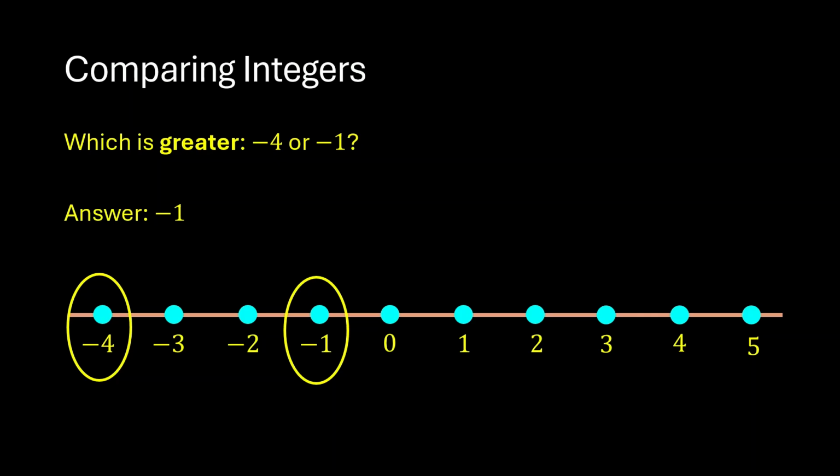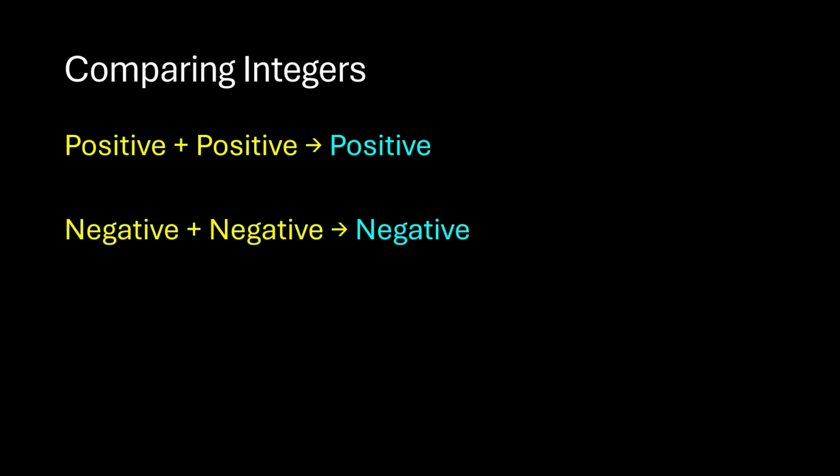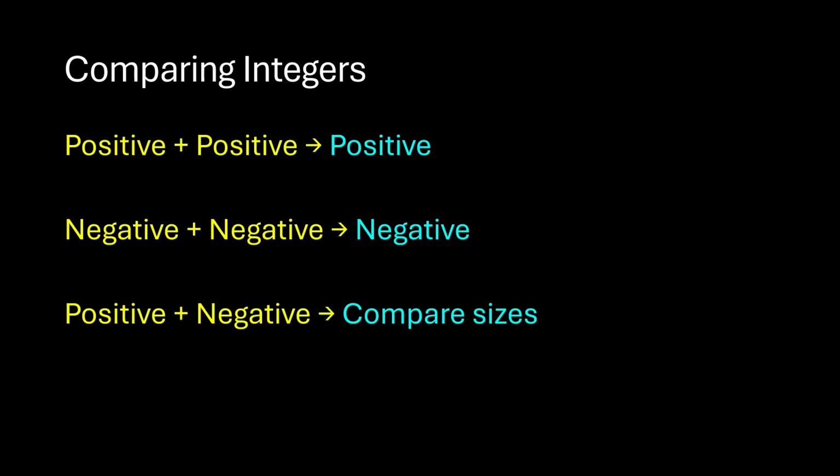Now let's review some of what we've learnt in the past few slides. If we add two positive numbers, we get a positive number. If we add two negative numbers, we get a negative number. And if we add a positive and a negative number, it depends on the size, on whether the final answer is positive or negative.